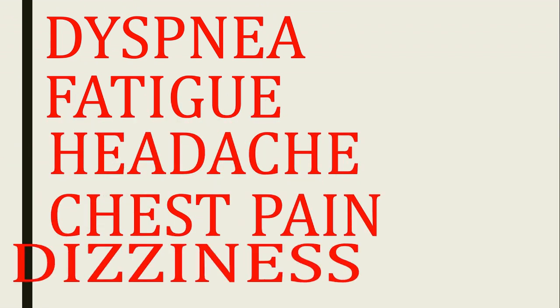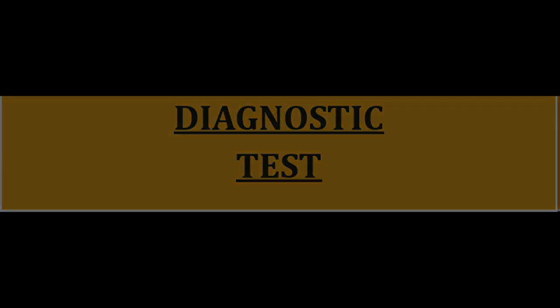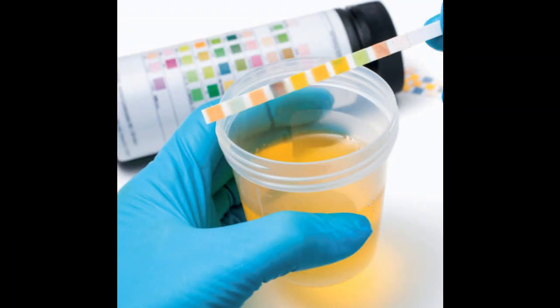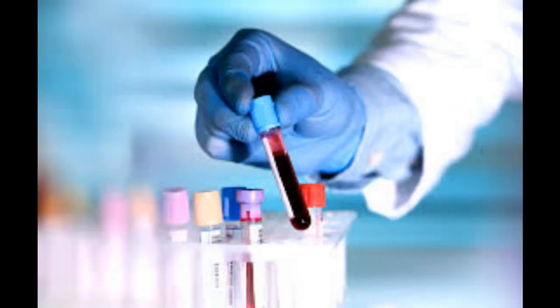There are several signs and symptoms a hypertensive person may manifest, but the common ones are dyspnea, fatigue, headache, chest pain, dizziness, and increased blood pressure. We will be discussing the diagnostic tests. First one is the urinalysis. It is used to screen for causes of secondary hypertension and to look for damage to the kidney. Next is the blood chemistry, which includes potassium, sodium, creatinine, fasting glucose, total cholesterol, and HDL cholesterol.